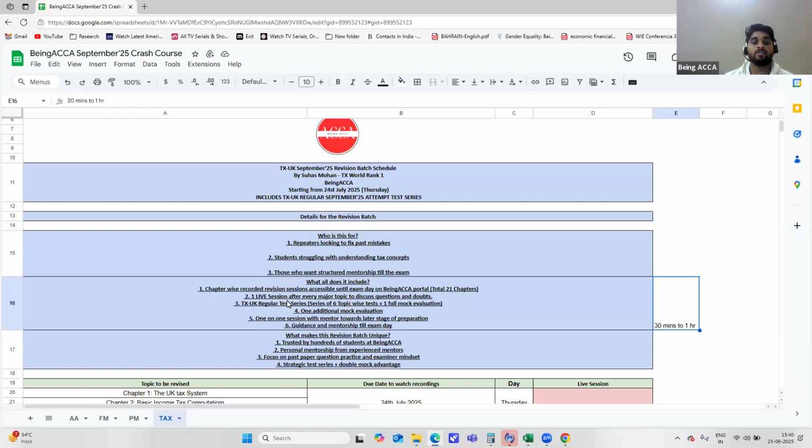And after that, we have a test series that we sell separately for the students, but the students who enroll for the revision batch will get access to all the regular test series, where we will have section-wise tests and one full mock evaluation. But for the revision batch, along with the one full mock evaluation, we also have an additional mock evaluation that we will be performing, so that you can understand where you're lagging behind, identify your mistakes and solve them in order to be exam ready.